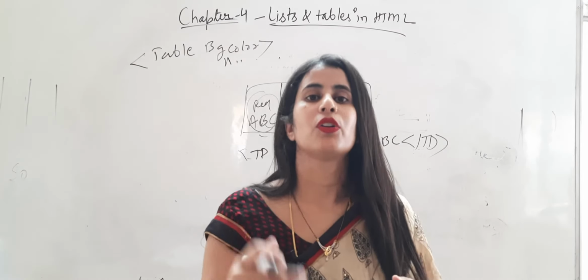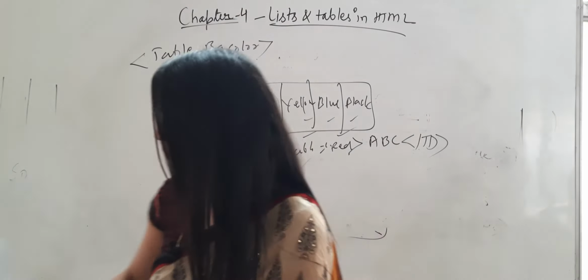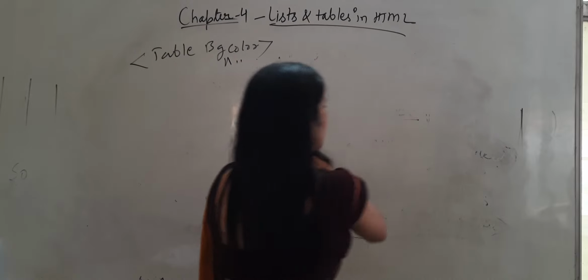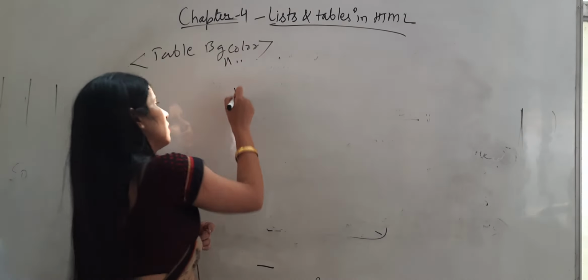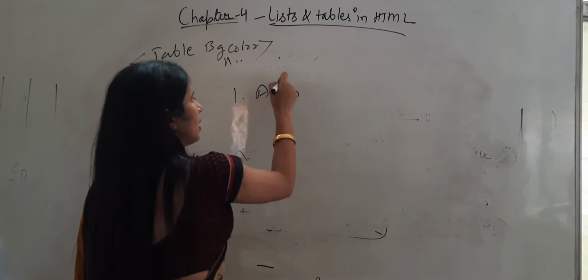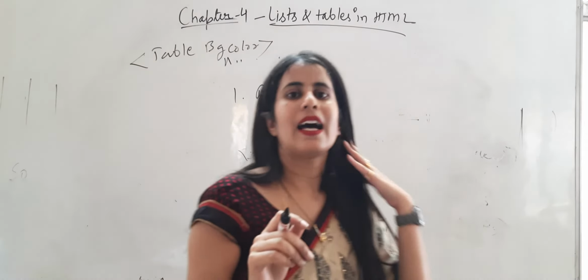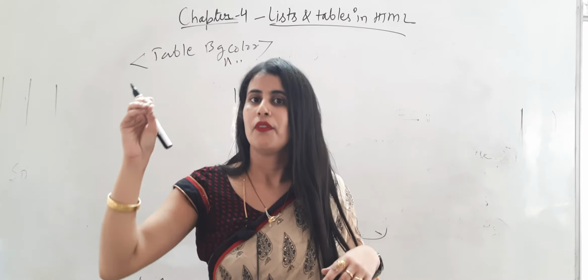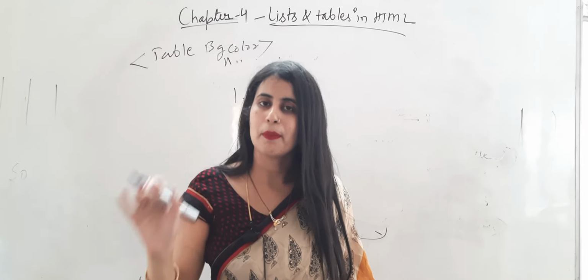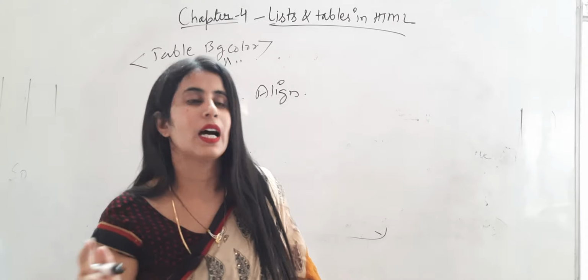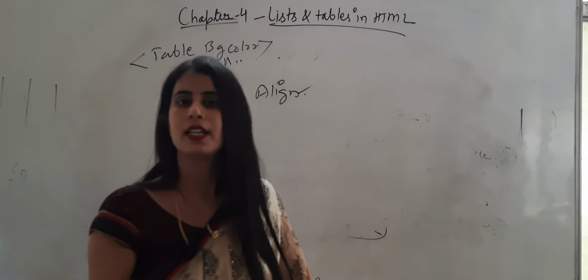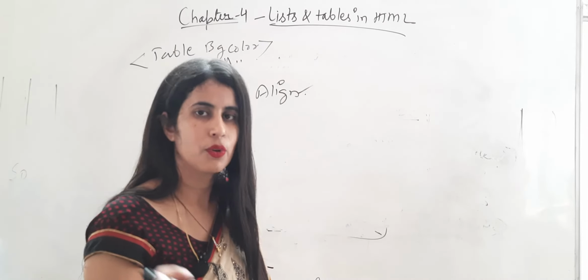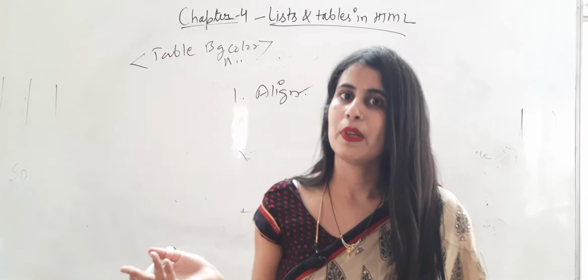If we are talking about the attributes of the TR tag, what are they? They are similar to the TD tag. The first one is align. Means we set the alignment of the data row wise. If we are representing data in a table, how we keep the alignment row wise is defined by align. It is also left, right, center, justify. BG color also, and valign means vertically.